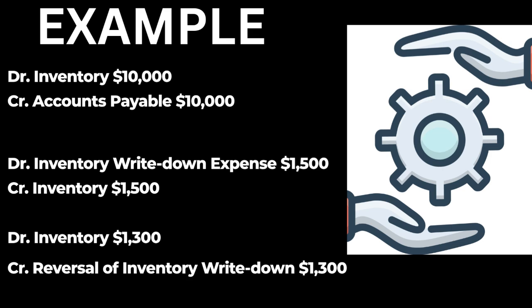The journal entry to record this would be to debit inventory write-down expense account with $1,500 and credit inventory account with $1,500. Now, let's assume the situation improved, which increased the net realizable value to $9,800. The reversal entry to record this would be to debit the inventory account with $1,300 and credit the inventory write-down account with $1,300. IAS 2 allows reversals of previous write-downs only to the extent of the original loss.